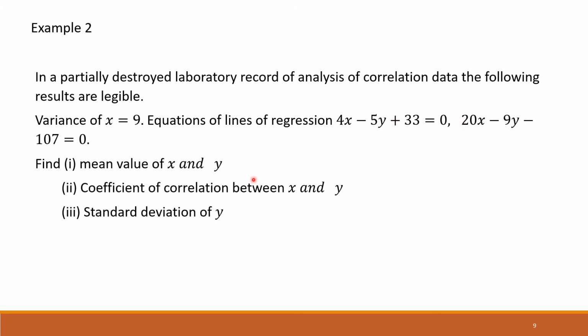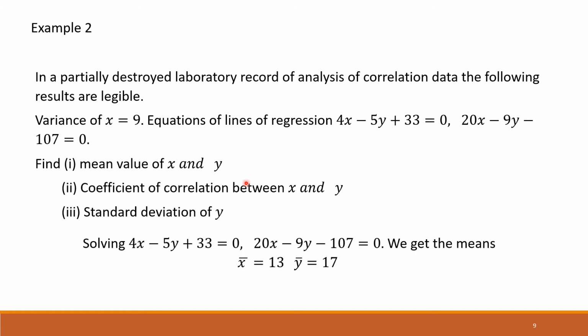We have to solve these two equations simultaneously and get the values of x and y. When we solve these two equations, x is 13 and y is 17, which means x bar is 13 and y bar is 17. The first part is done: just solving these two equations simultaneously, getting the values of x and y. Those values are x bar and y bar.